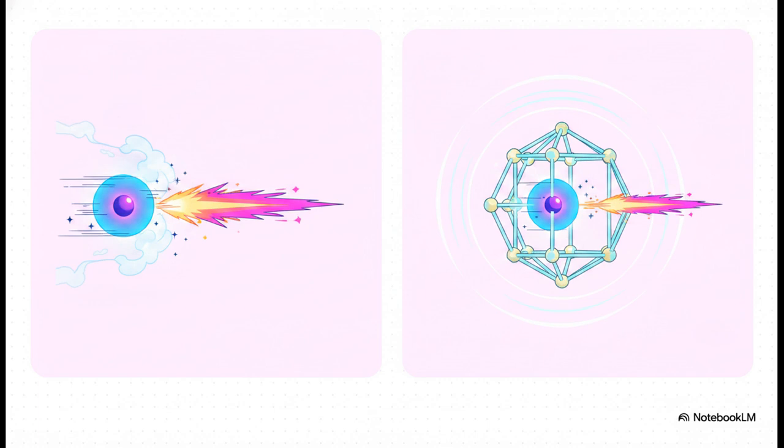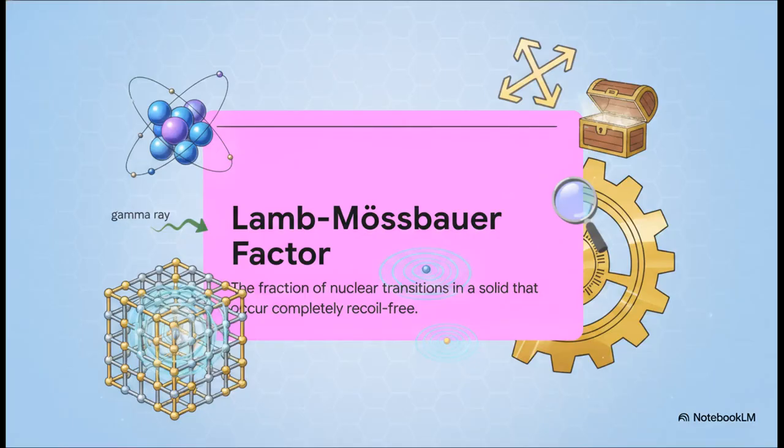Binding that same nucleus inside a rigid crystal lattice beautifully solves this problem by absorbing the recoil. Instead of a single atom getting knocked back, that recoil energy is transferred to the entire crystal lattice as quantized vibrations. We call these phonons. Now, if that recoil energy is actually less than the lowest phonon energy, we get what's called a zero phonon process. No lattice excitation takes place at all.